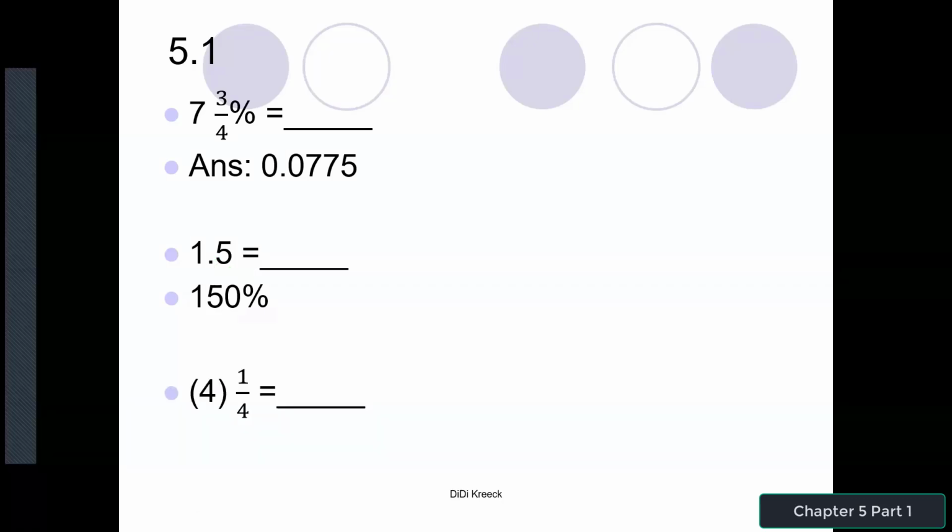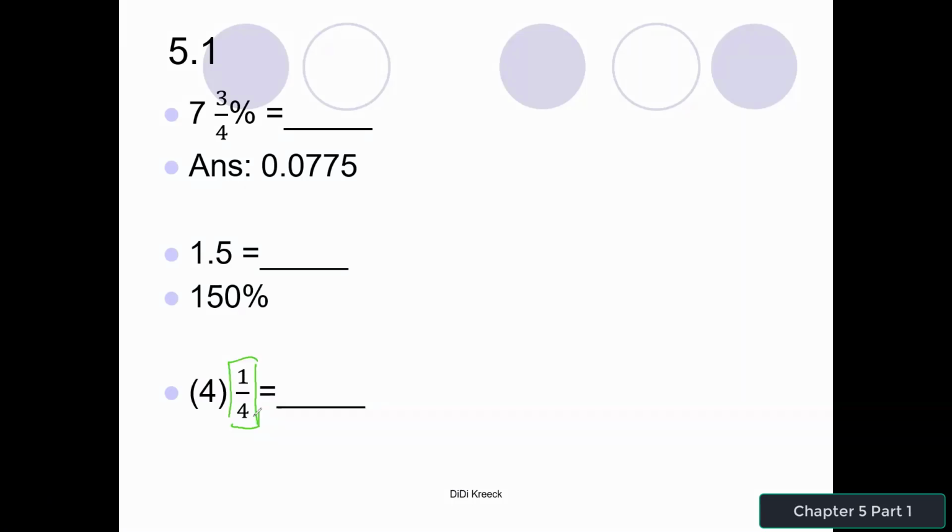Next, this is problem number 4 in the 5.1 homework assignment. When we have 1/4, okay, so there's no percent symbol here, right? So obviously we need to convert this number into a percent. So what are our steps here in converting the fraction into a percent? We have a fraction, so we know that we need to convert that into its equivalent decimal first. And 1/4 is equal to 0.25. Okay. And if you need, you can simply divide this out.